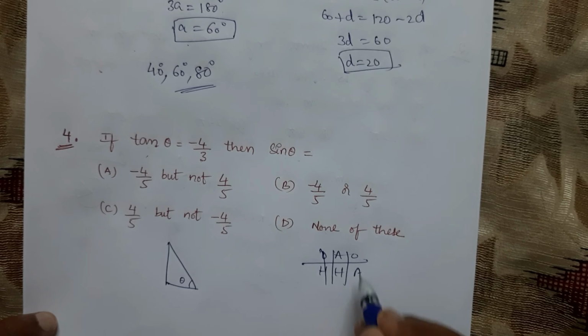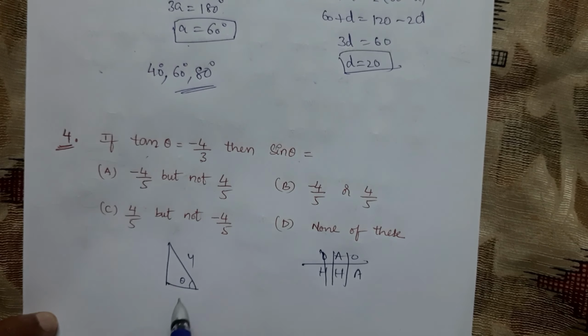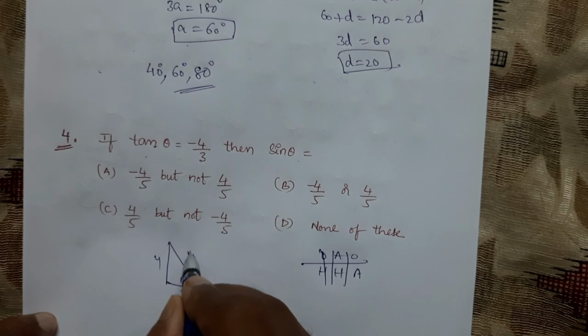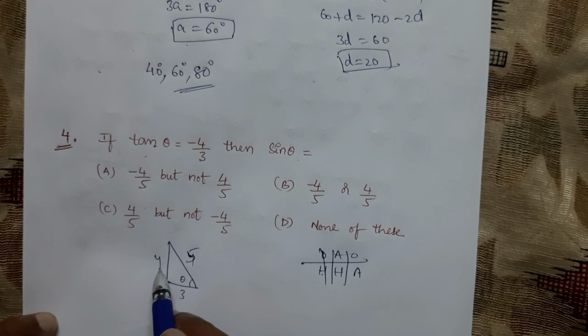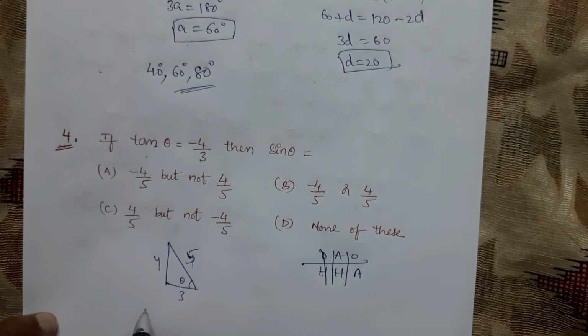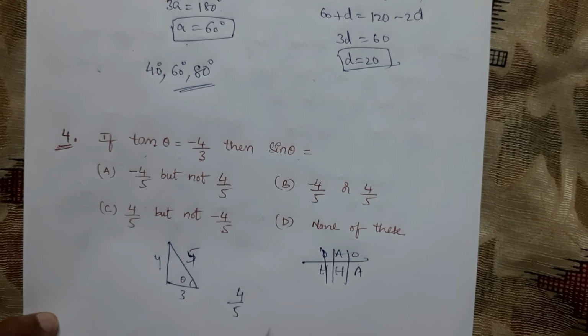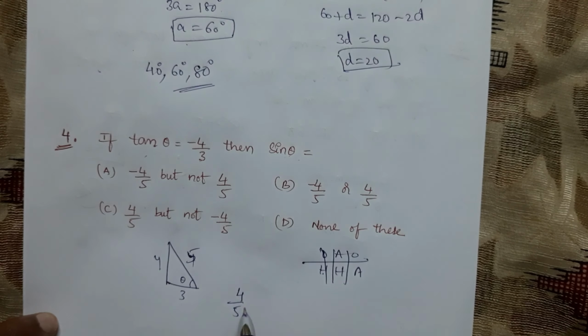tan is nothing but opposite by adjacent. So this is 4 and this is 3, and automatically the hypotenuse will be equal to 5. Then sin, we know, is opposite by hypotenuse, which will be equal to 4 by 5. So the sin theta value is 4 by 5.